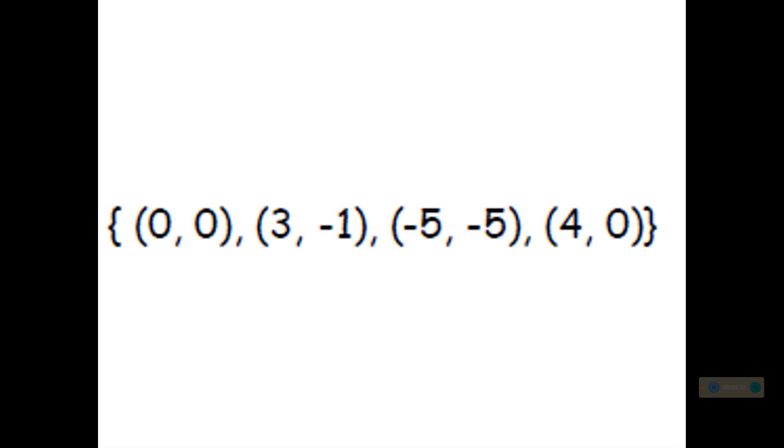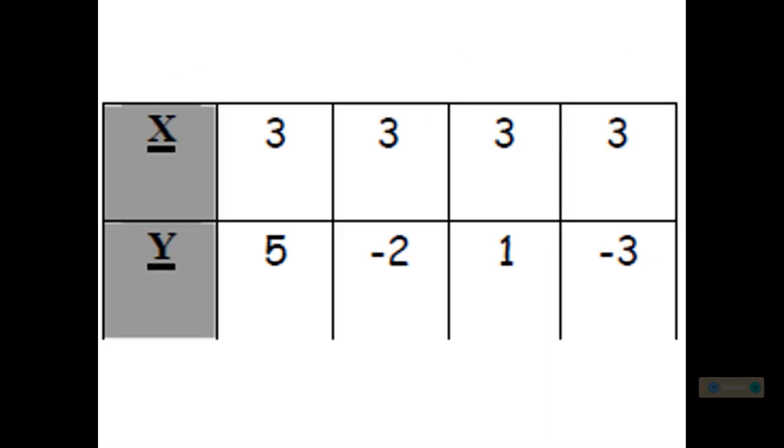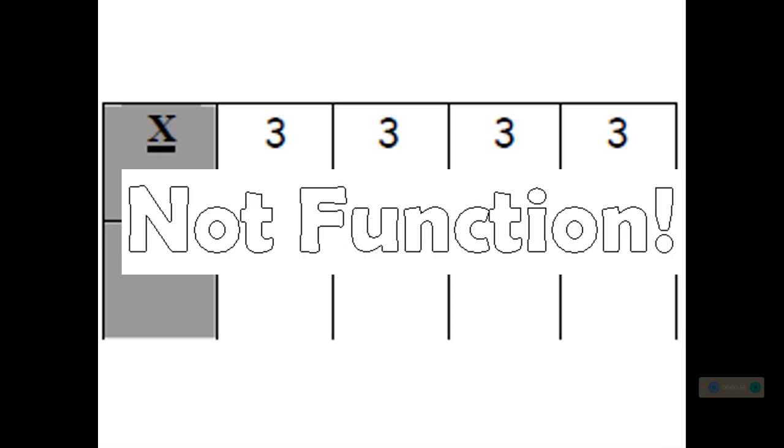Next we have the set of ordered pairs again. Is it a function or not a function? Your answer should be, correct, function. Next, we have here a table. Is this a function or not a function? Correct. It is not a function, because x is always 3.